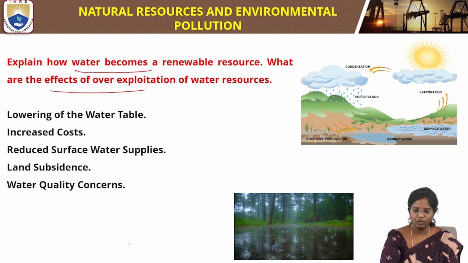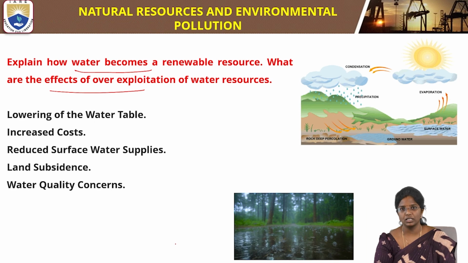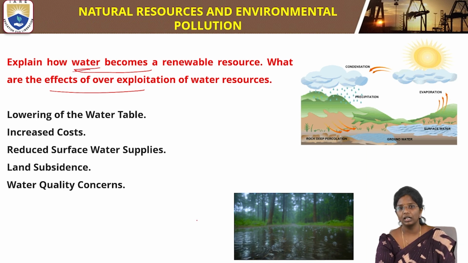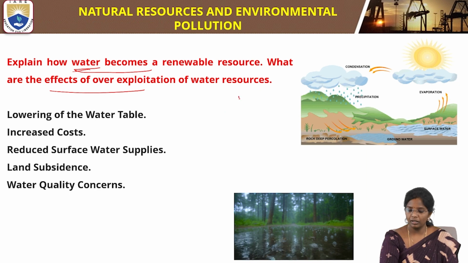Next, explain how water becomes a renewable resource. What are the effects of overexploitation of water resources? So this is a long answer. So for that we have to expand properly. So how does this really form? Because 70% of our earth is covered with water.